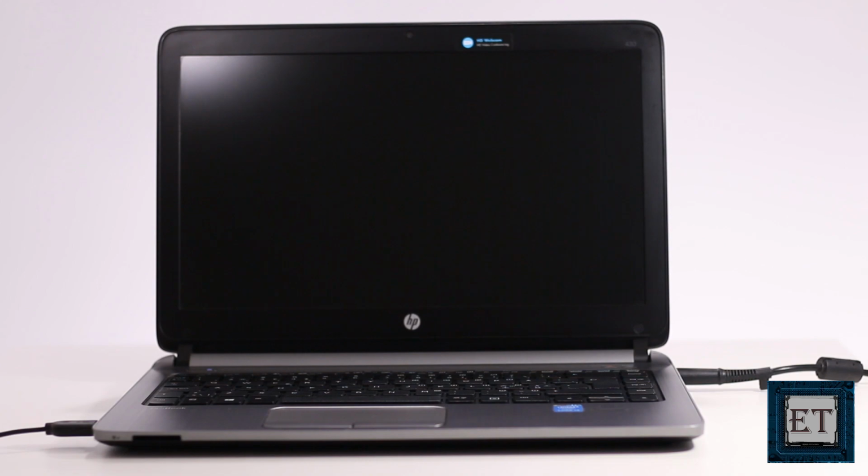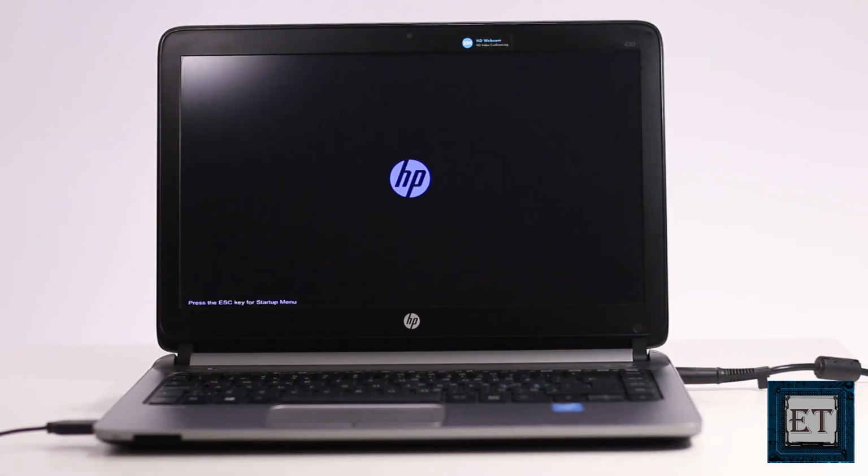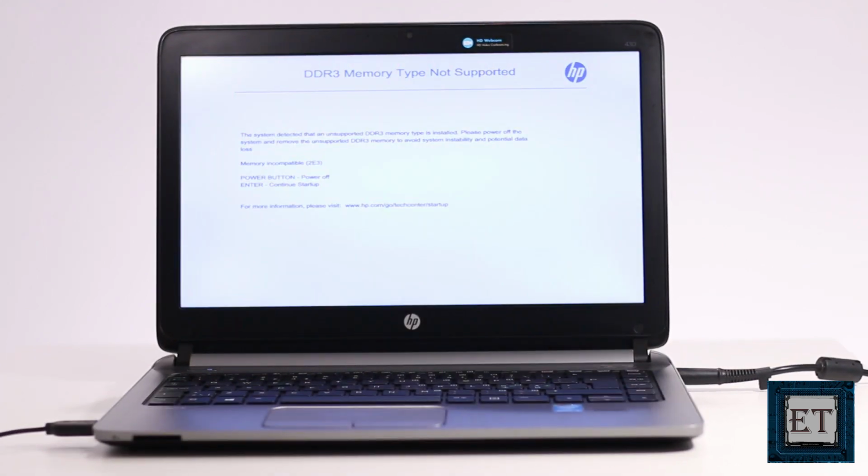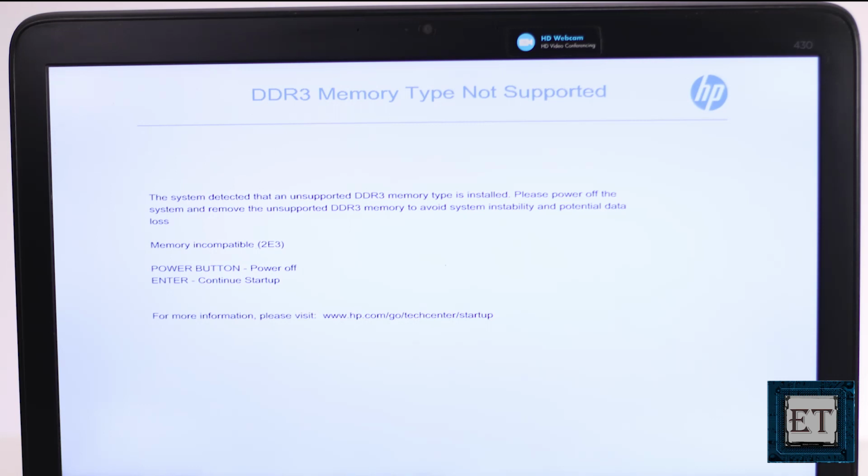So what happens is when I press the power button, a few seconds later, the BIOS gives me this warning for inappropriate memory. It reads, DDR memory type not supported. The system detected that an unsupported DDR3 memory type is installed. Please power off the system and remove the unsupported DDR3 memory to avoid system instability and potential data loss. And then it gives me the option of either powering off the system or hitting the enter button to continue to start up.